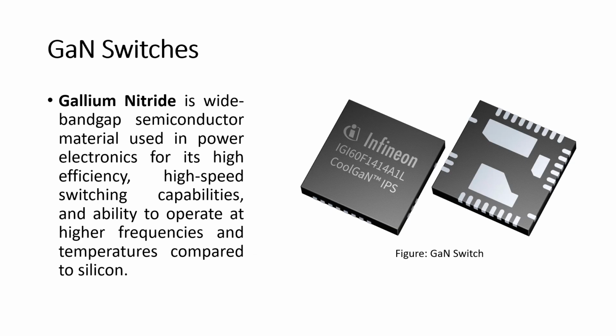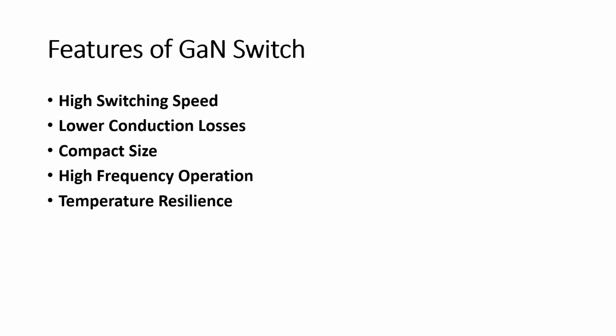Now we'll discuss the GaN switches. GaN, in full form, is gallium nitride, a wide bandgap semiconductor material used in power electronics for its high efficiency, high speed switching capabilities, and ability to operate at higher frequencies and temperatures compared to silicon.